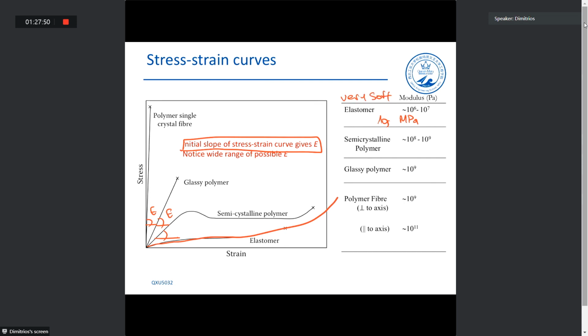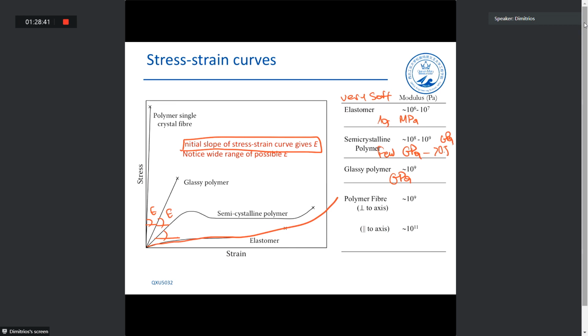Now, semi-crystalline polymers, we said, have a combination of amorphous and crystalline regions. And as a result, they have higher stiffness compared to elastomers because the crystalline regions can give more elasticity to our polymer. So in this case, we have moduli in the order of a few gigapascals. Glassy polymers also are in the order of a few gigapascals, let's say also higher than 0.5 gigapascal.